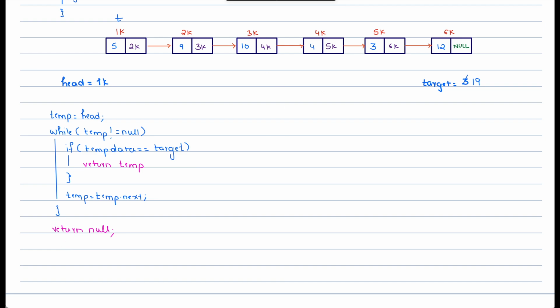Now if I talk about time complexity, here we can see that we are iterating from the first node to the last node. So if the number of nodes is n, the time complexity is nothing but order of n. And while taking a look, we have not taken any extra space, so the space complexity will be order of 1. So that's it. I believe you understood this.